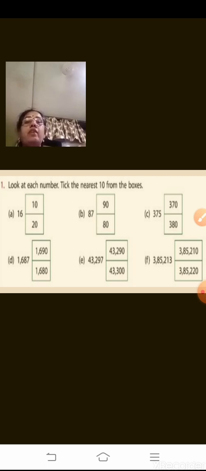Now suppose you are taking the first number 16. 1 and 6. Okay, 16. Now here the number is 6. So what you do is you add 1 to the number in the tens place. So when you are rounding off the number, your number becomes 20. So which is your option? 20.